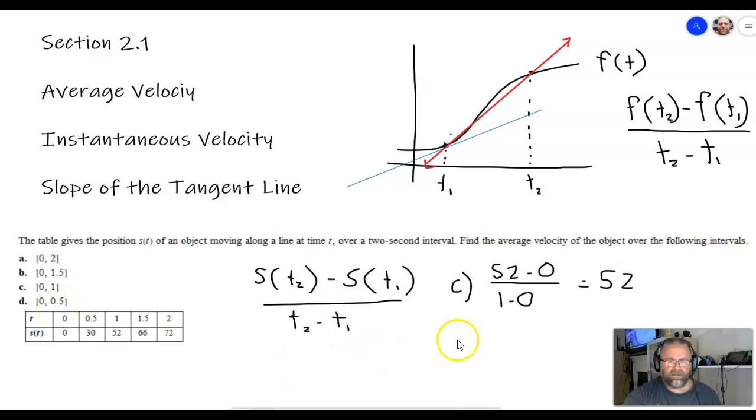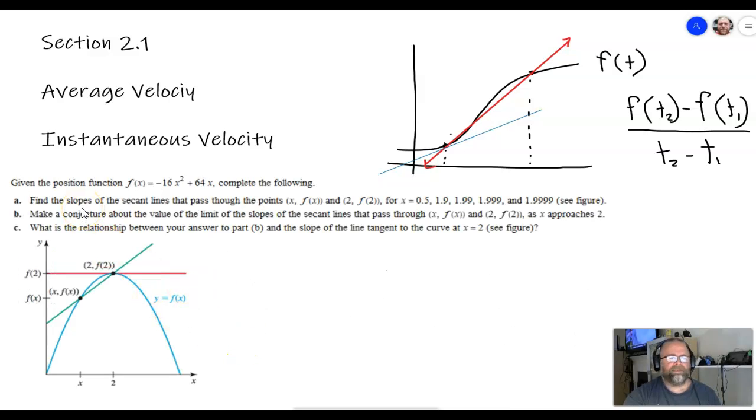All right, for D, we're going to basically do the same thing, except this time we're using the points 0 and 0.5. So S of T2 is going to be 30, minus S of T1, which will be 0, all over T2, 0.5, minus T1, which is 0. So this is going to be 30 over 0.5, which should give us 60. All right, let's move on to instantaneous velocity here.